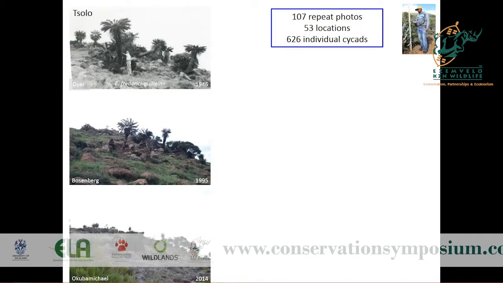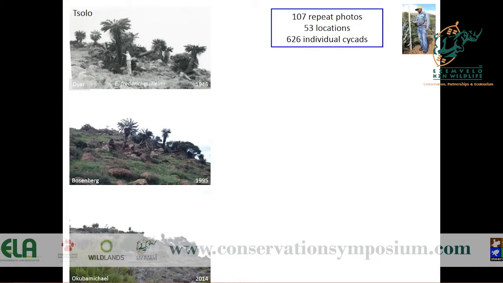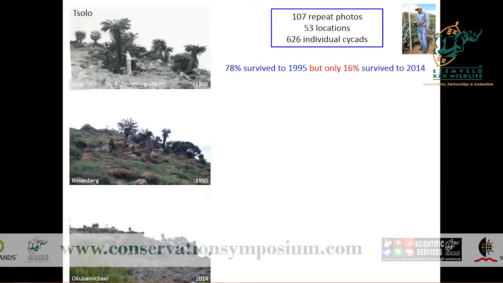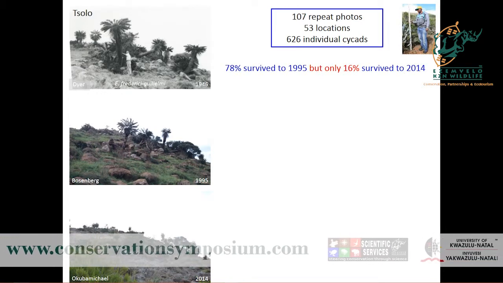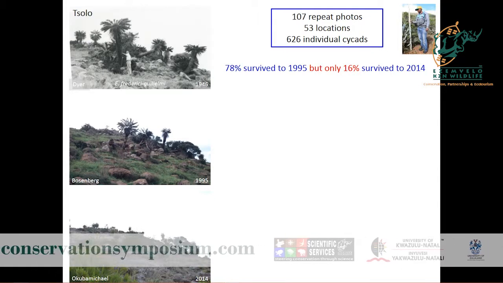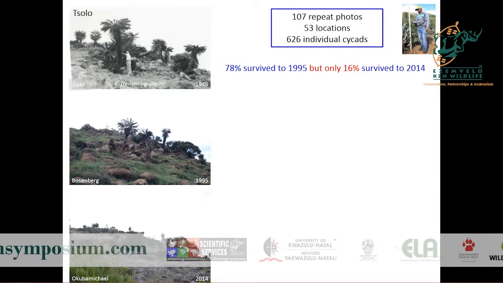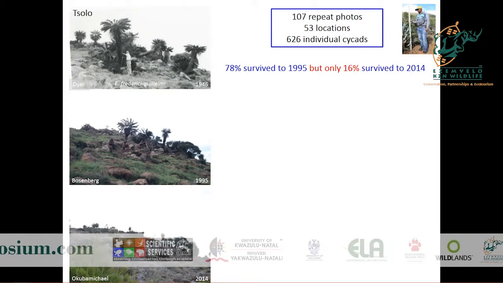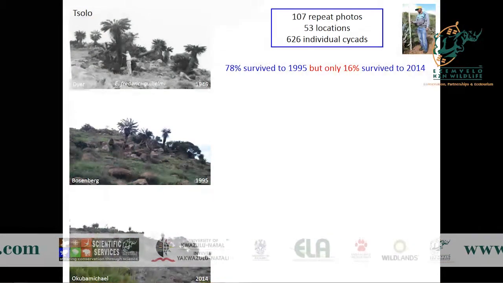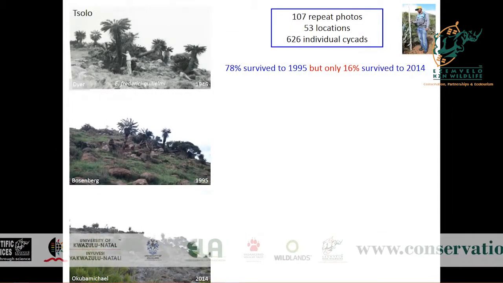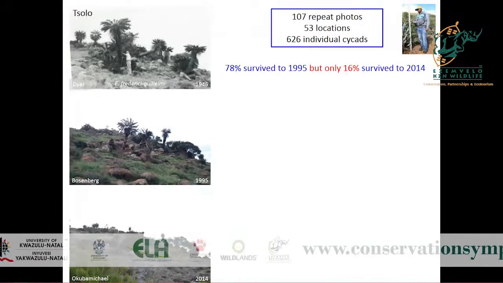And the final story is about cycads. This is a tragedy. We have 170 repeat photographs taken at 2 time intervals, such as here in 1946, 1995 by John Donaldson and Devette Bosenberg. And overall, we had a 78% survive to 1995, but in the period from 95 to 2014, the work of Desala Kubo-Michael shows that only 16% of them survived.